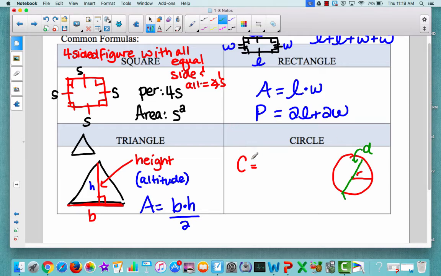To find the circumference of a circle, you actually have 2 options. You can either do 2 times pi times r, or pi d. That should make sense to you because r times 2 gives me d. This is an r right here, and this is an r right here. So 2 of them would be the length of d. And then to find the area of the circle, we say pi r squared.